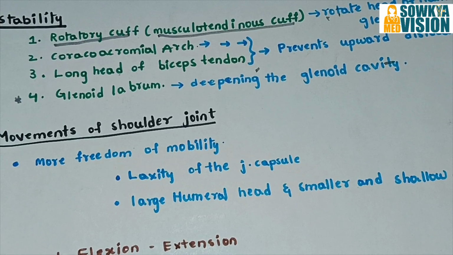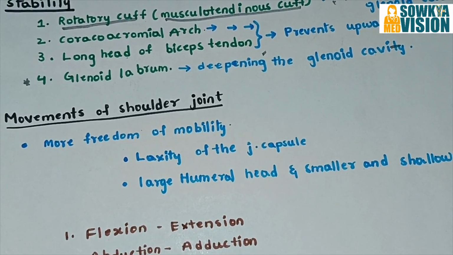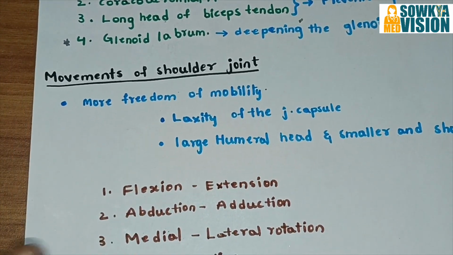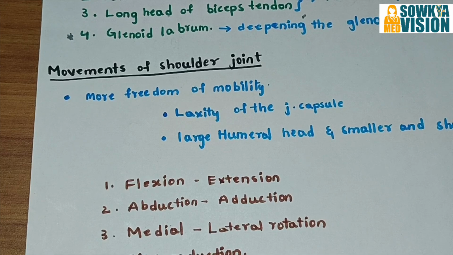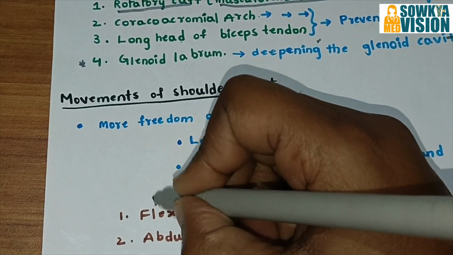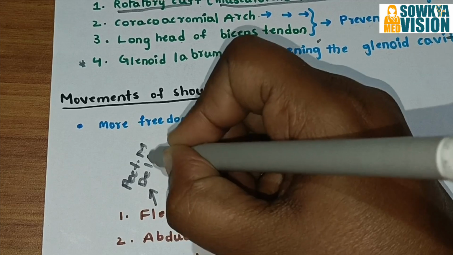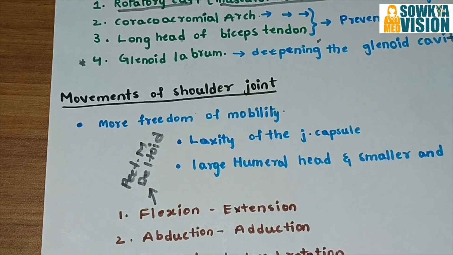What are the muscles involved in the movements of the shoulder joint? What are the major movements of the shoulder joint? The shoulder joint has almost all movements. It is involved in flexion, extension, abduction, adduction, medial rotation, lateral rotation, and finally circumduction. So what are the muscles involved in the flexion movement? The major muscles involved in flexion are pectoralis major and deltoid muscle. Yes, these are the two muscles involved in the flexion of the shoulder joint.